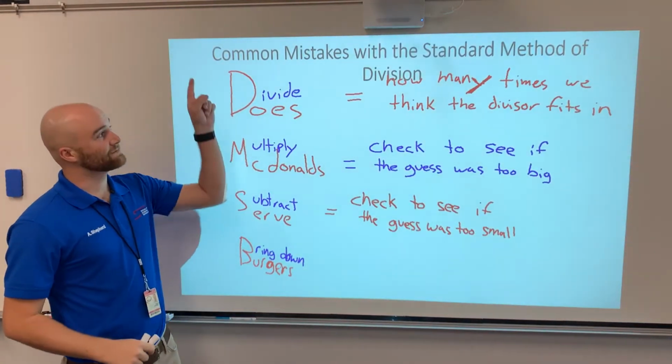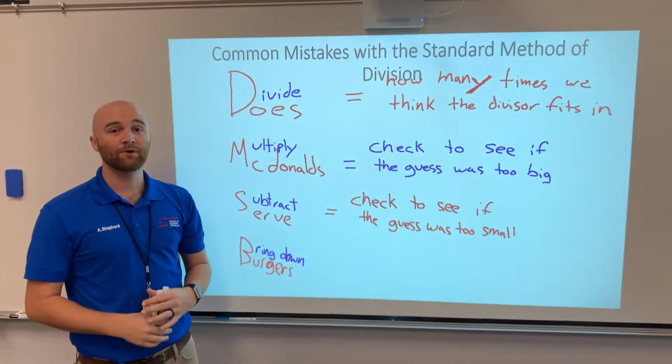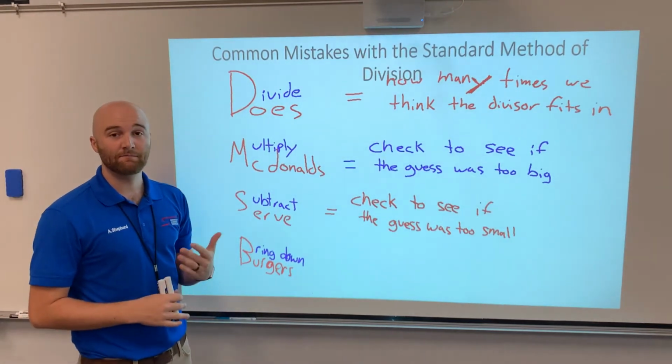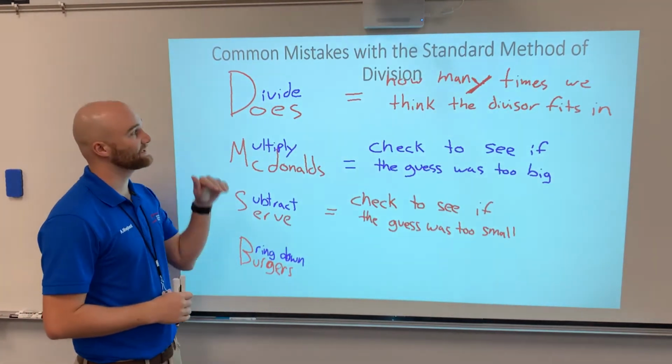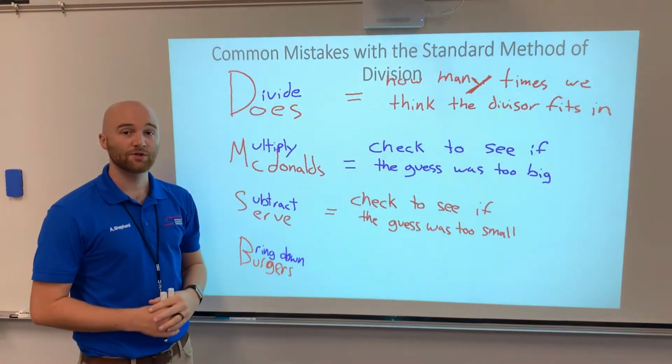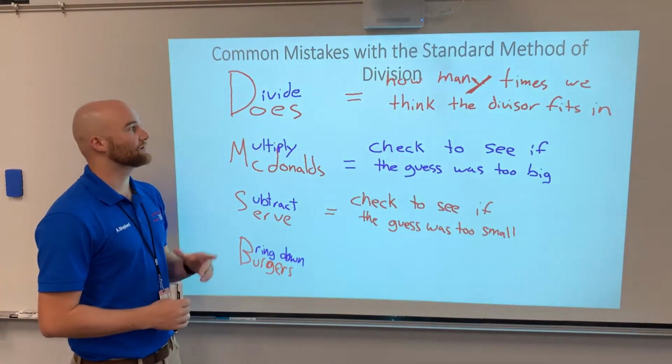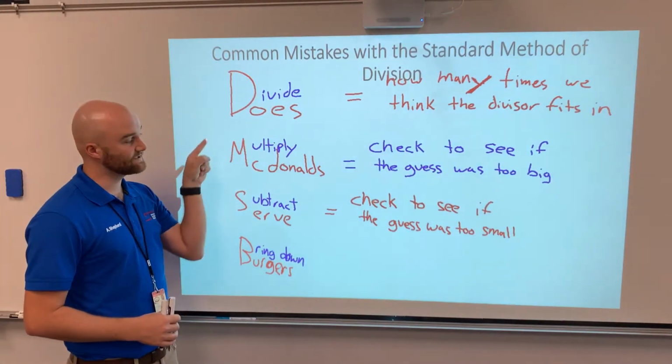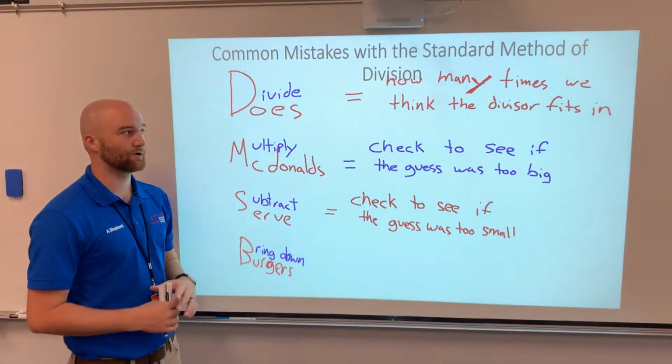Today we're going to be talking about some common mistakes when we use the standard method of division. Remember last time we talked about the standard method being the method that most people use, and how that's dividing, multiplying, subtracting, and bringing down. Those are our steps. We talked about remembering that by saying, does McDonald's serve burgers?